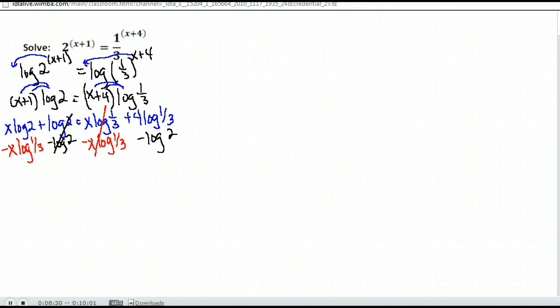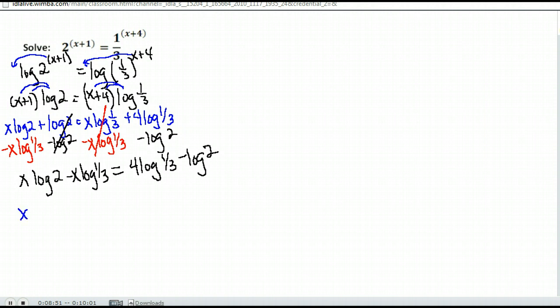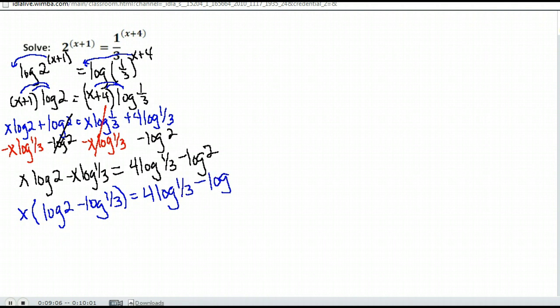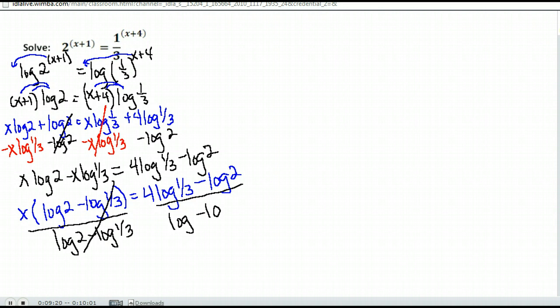So what do we have left? We have x log 2 minus x log 1/3 equals 4 log 1/3 minus the log of 2. Okay, now we need to get that x alone, so we're going to factor an x out on this right-hand side so we can totally isolate the x value. And our last step now is to divide both sides by log 2 minus log 1/3 because that was multiplied by our x. And our x will be totally free and clear, and we have solved for x.